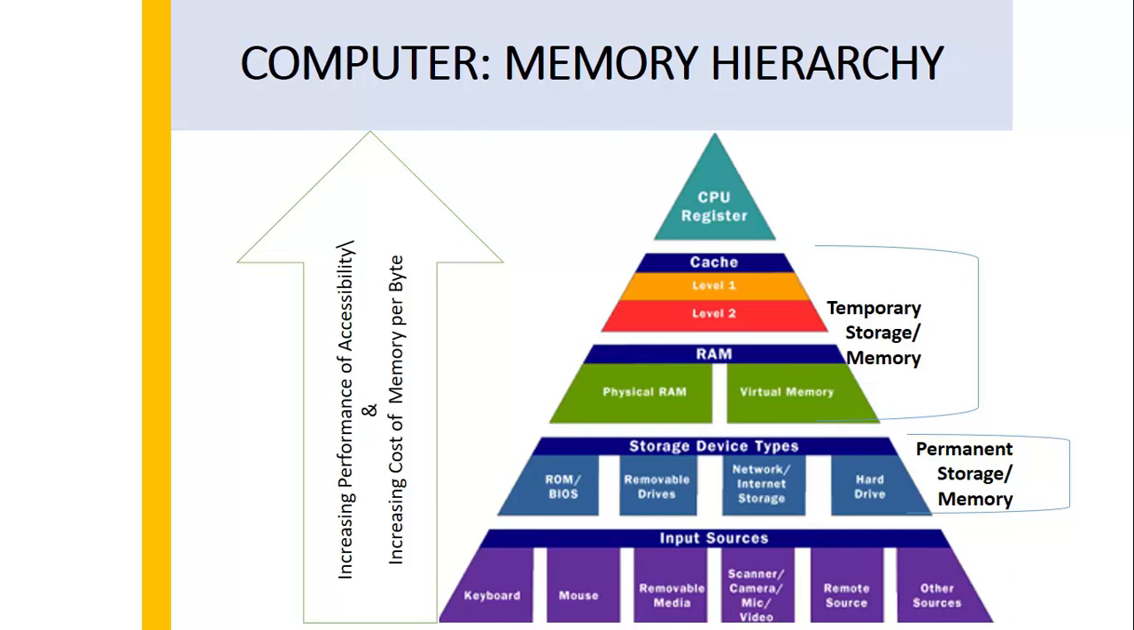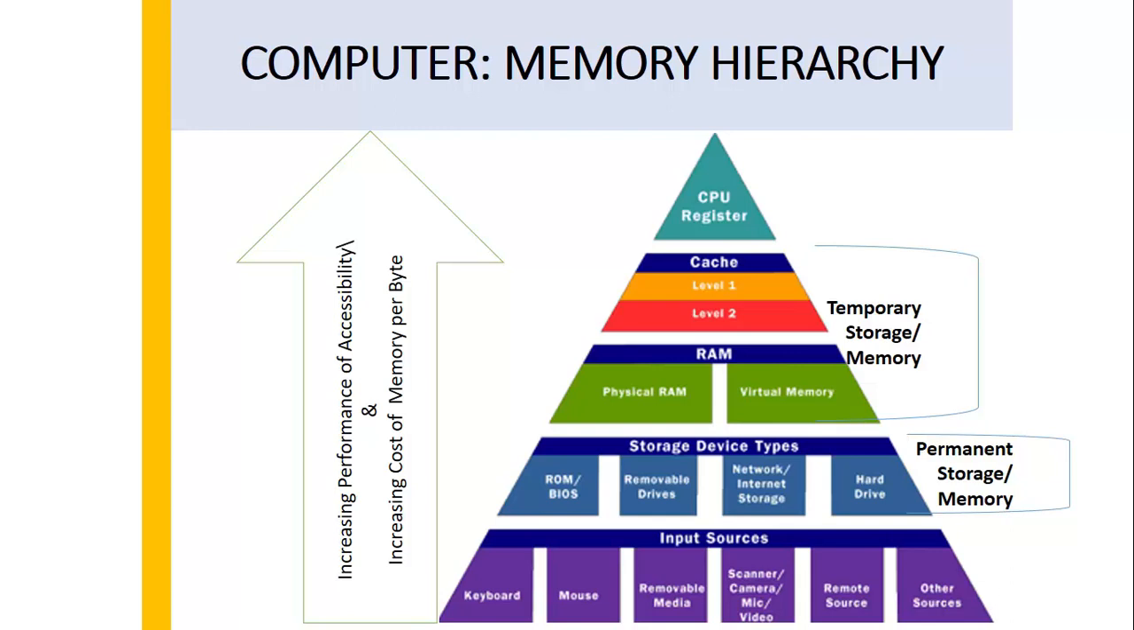Starting from the bottom, we have input output devices that have a small amount of buffers within that device for temporary storage, right? May or may not have, it depends. Then we have the main memory. Let's come to the main memory, that is called storage device types. Those are secondary memories. Then we have primary memories. Those are physical RAM and virtual RAM.